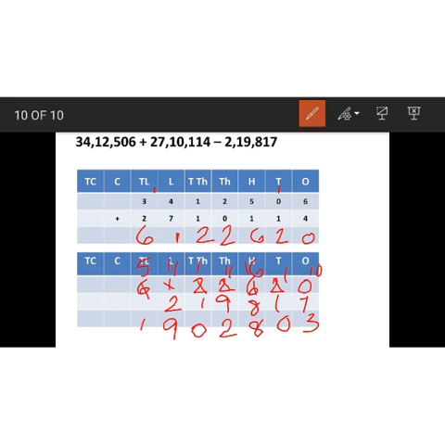Now write the 5 here. So we get the answer as 59,02,803. This will be our result.